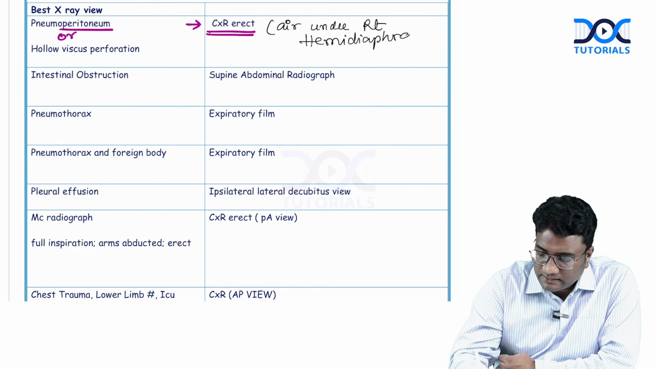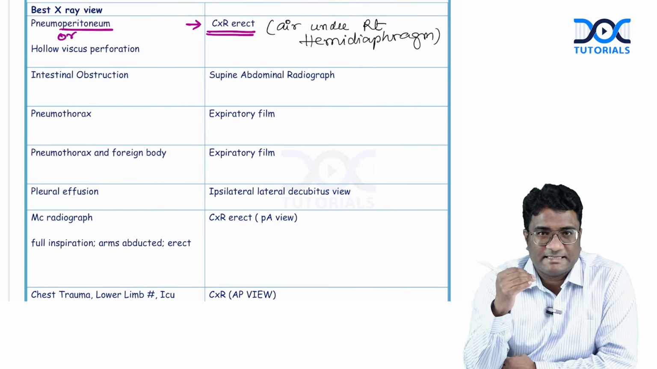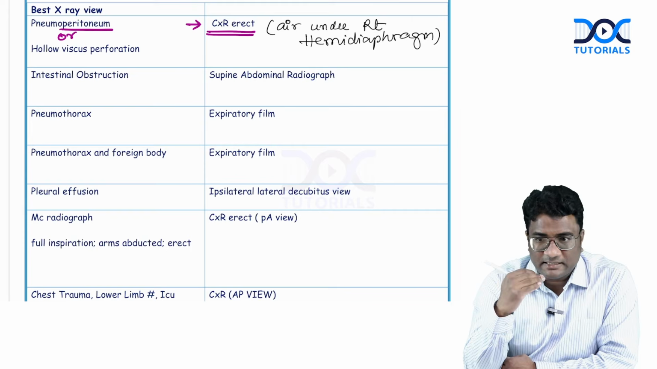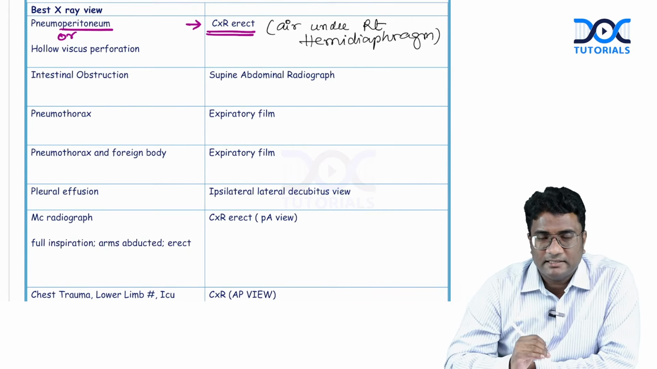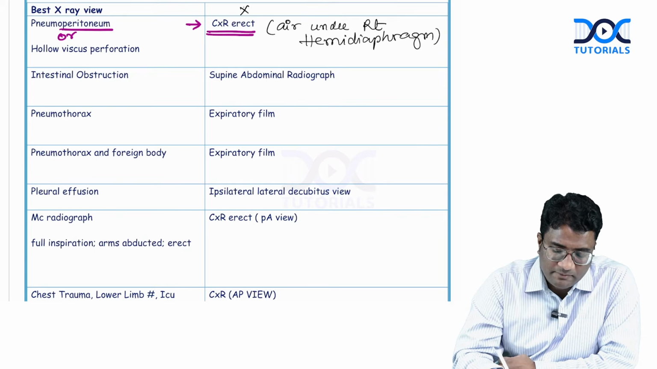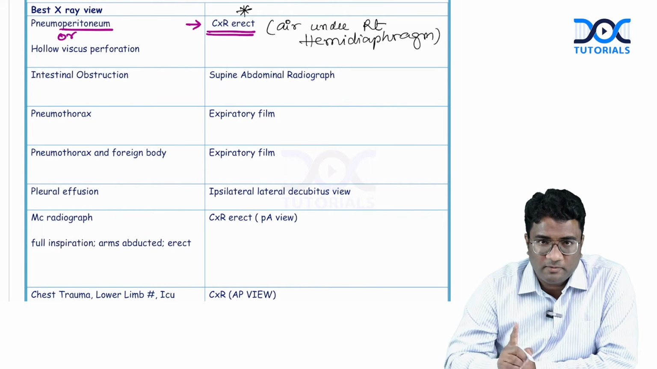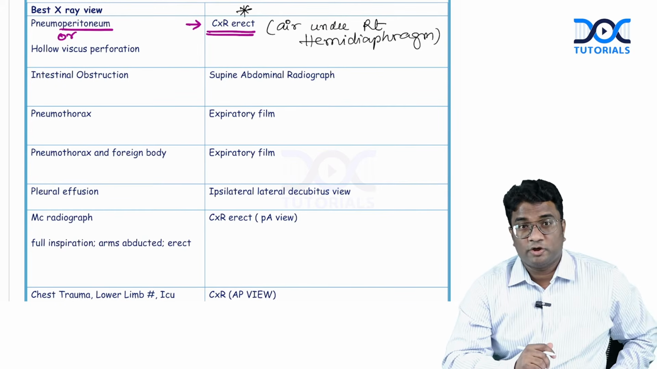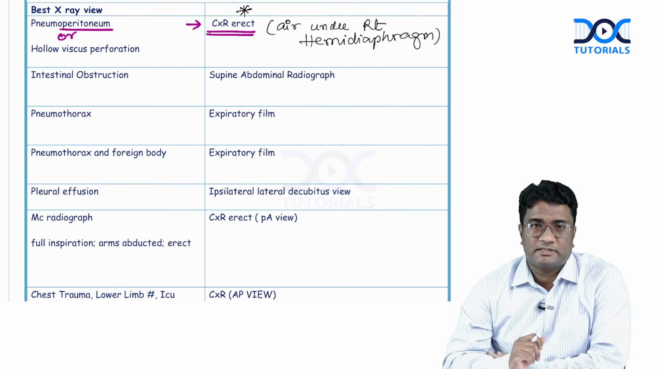Hemidiaphragms are seen, the domes of the diaphragm are seen on chest X-ray. And only if the patient is erect, there will be air coming upward and lying under the right hemidiaphragm. So air under the right hemidiaphragm is seen by chest X-ray, not abdominal X-ray. Hollow viscus perforation, pneumoperitoneum, you have to go for a chest X-ray.